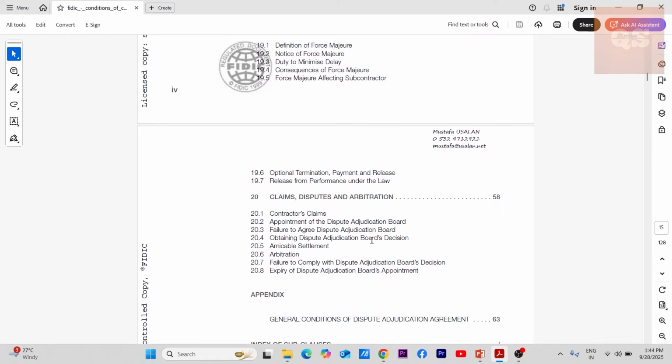Obtaining the dispute adjudication board decision, amicable settlement, arbitration, and if at all there is no settlement happening for the dispute, it goes into arbitration. The procedures for arbitration are also mentioned under this subclause. Failure to comply with dispute adjudication board decision, expiry of dispute adjudication board's appointment. All these sub clauses can again be gone through under the FIDIC Red Book. You just go through it.